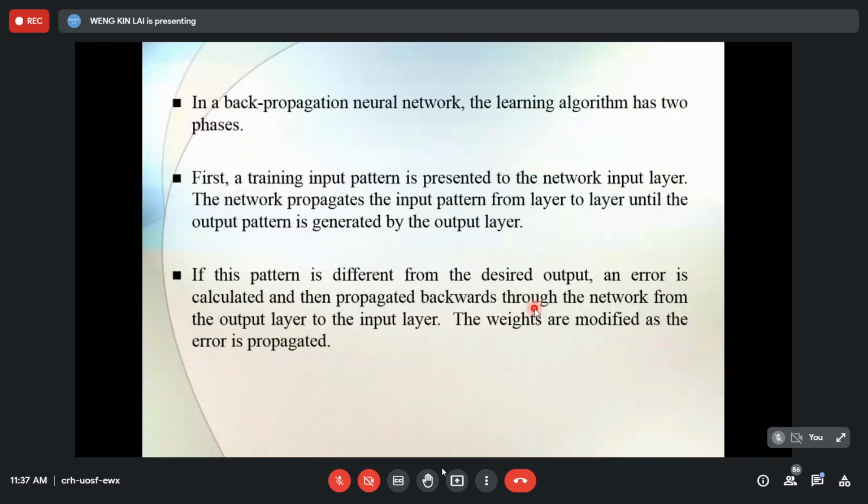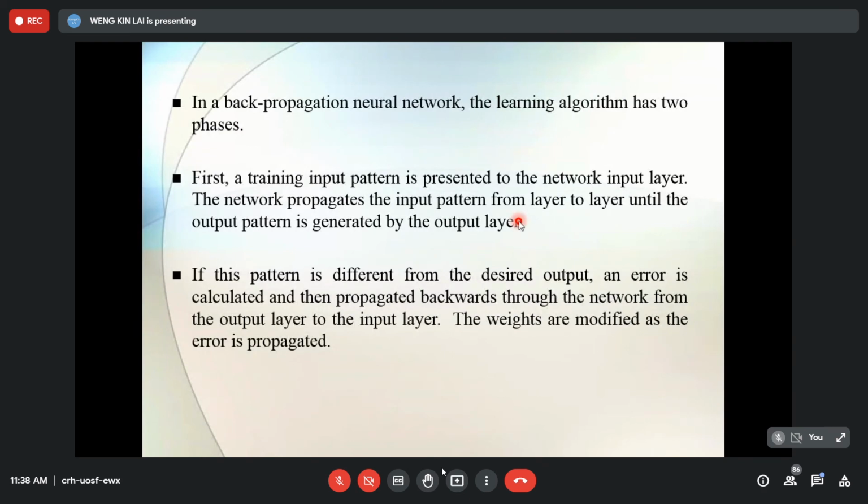However, in the backpropagation neural network, the learning algorithm has two phases, two parts. In the first phase, as before, you show the network the input pattern at the input layer, the first layer that you interface with the training pattern. The network then propagates, basically moves the input pattern from layer to layer until the output pattern is generated by the output layer.